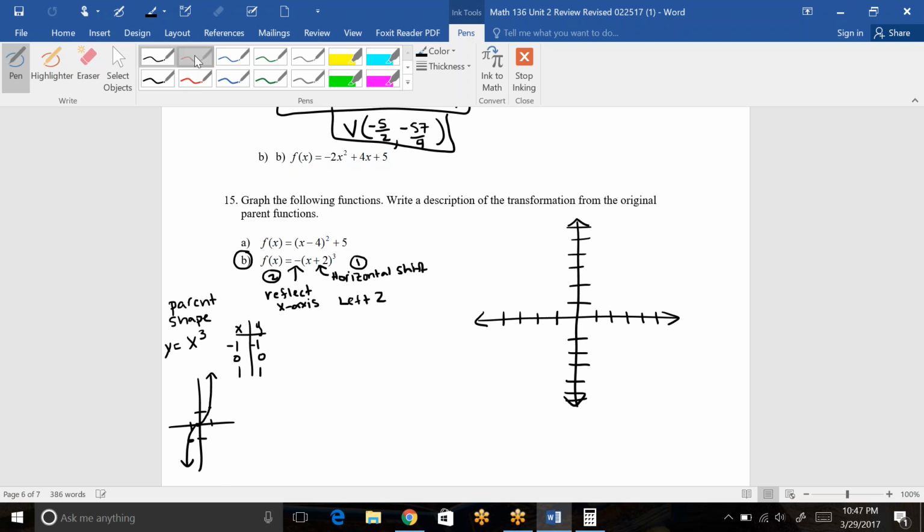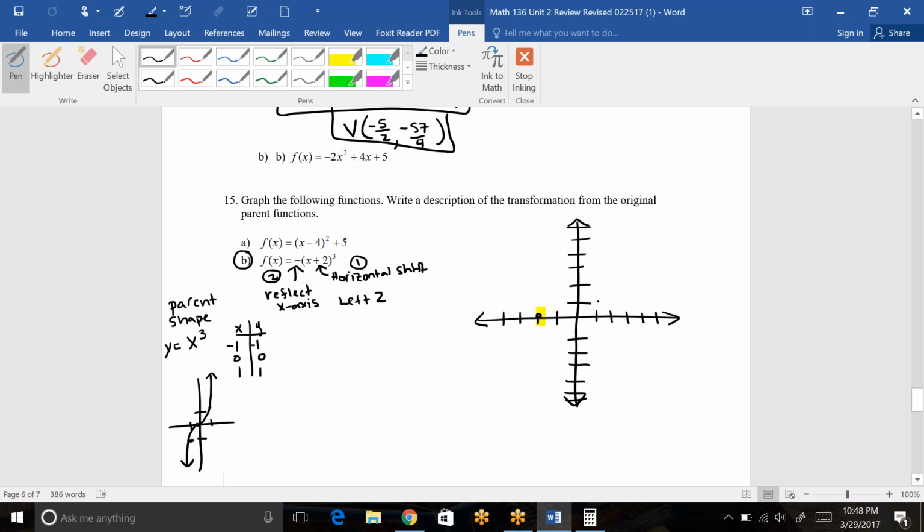I always start with where my original center started, which was 0, 0. Let me use a highlighter. Here is 0, 0. I'm supposed to go left 2, so now there's my new center. Then reflect over the x-axis. Well, you can't reflect over the x-axis because you are on the x-axis, so that's going to be my first point. That's this guy right here, the center point.